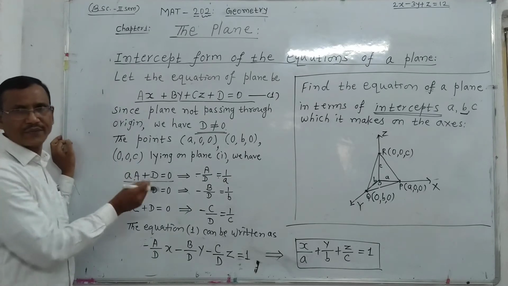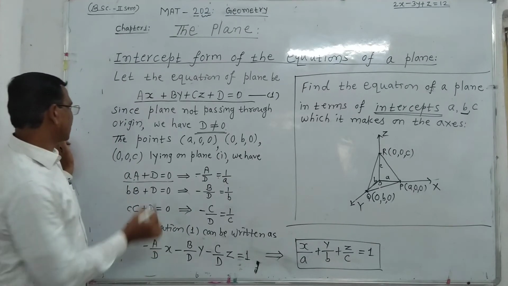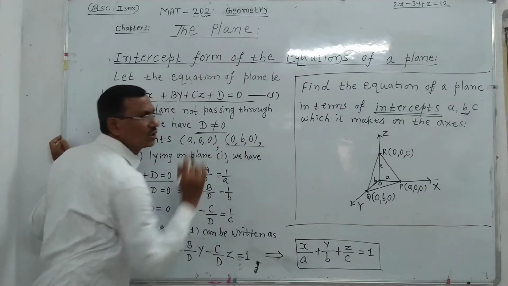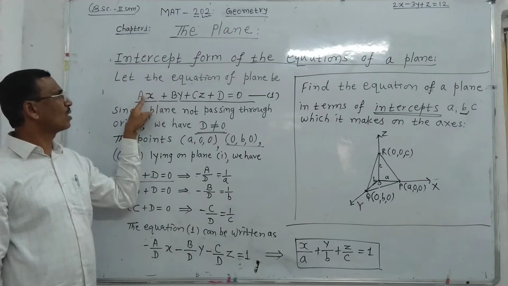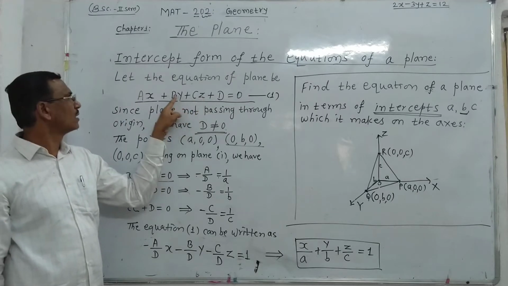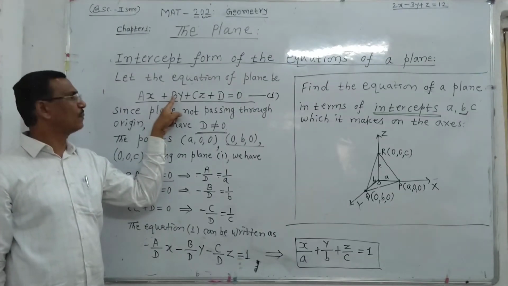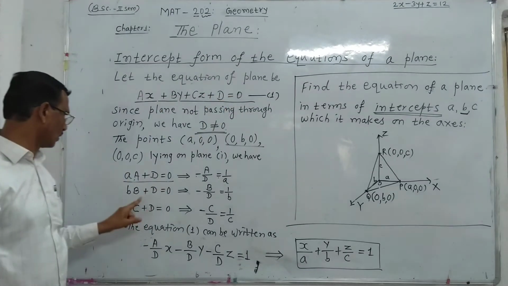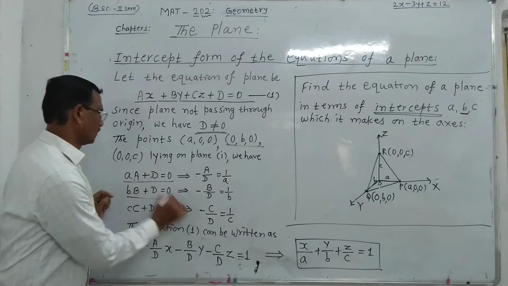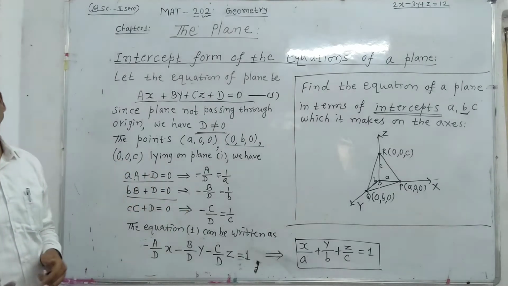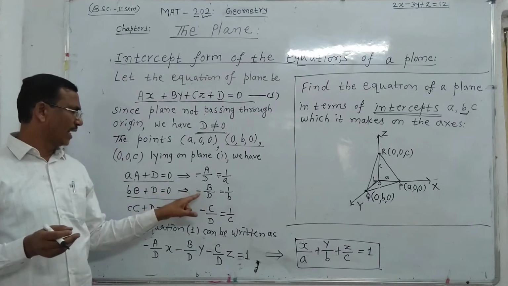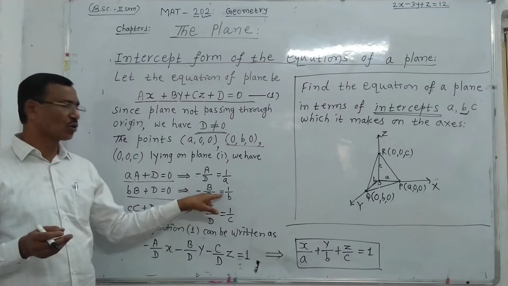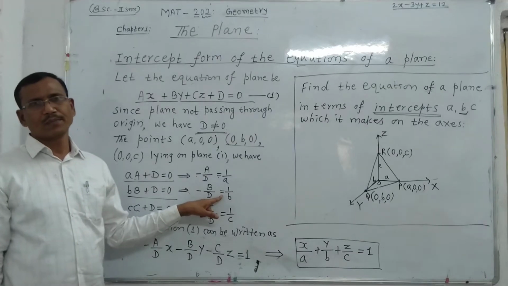You can verify this. Then for the second point, (0, b, 0), put in equation 1, then the first term becomes 0, the third term becomes 0. This is small b into capital B plus d equal to 0. Simplifying this, you will get minus B upon d is equal to 1 upon b.